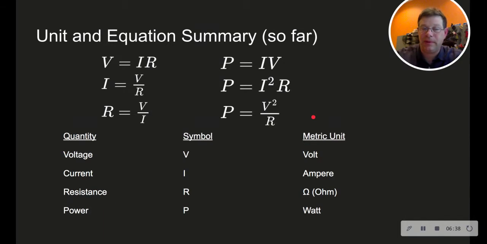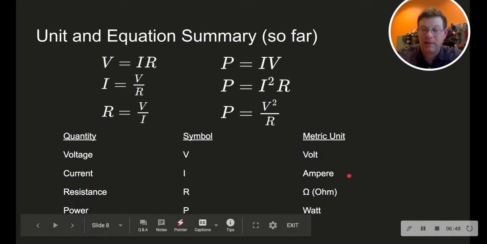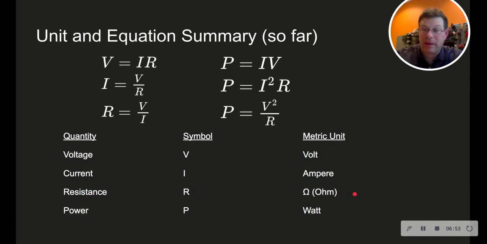Under different situations. And here's a summary of the quantity, the symbol, and the metric unit. So for voltage V, we have volts, current I, amps. Resistance R, we have ohms. And then finally, here at the bottom, for power P, our new unit today is the watt.